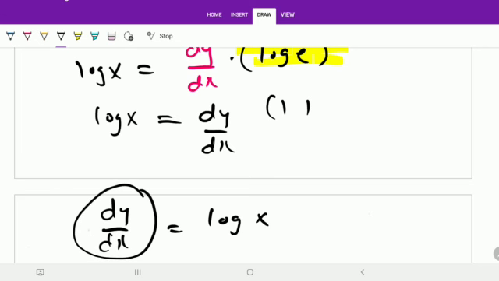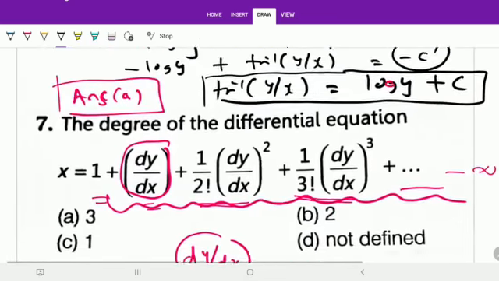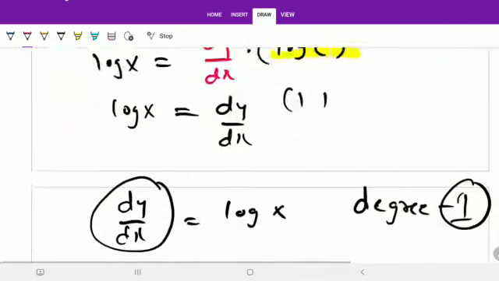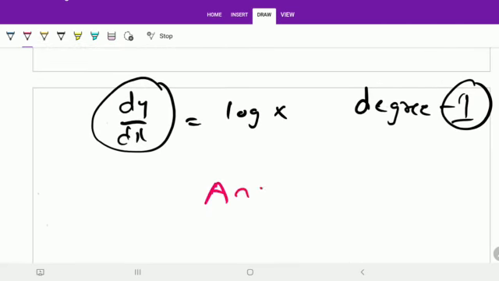Degree is 1 here. The power is 1. So my answer will be, degree of this differential equation is nothing but 1. Let's check, which is nothing but my option number C. My option number C says 1. So final answer is option number C.